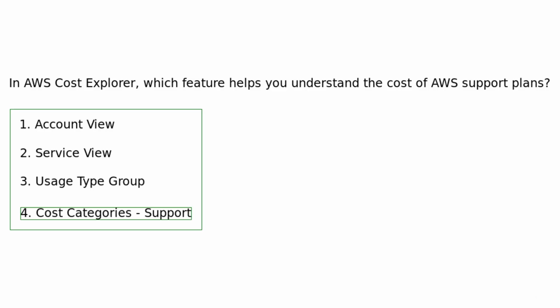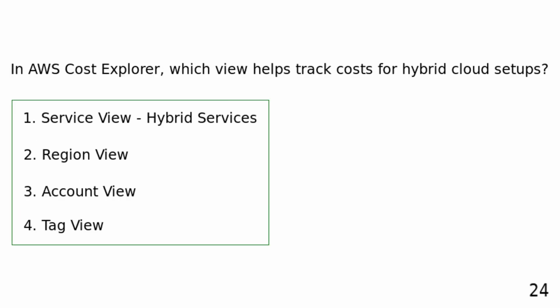Creating a cost category in AWS Cost Explorer for support and applying it to support plan costs helps you understand and analyze these expenses. In AWS Cost Explorer, which view helps track costs for hybrid cloud setups? Service view, hybrid services, Region view, Account view, Tag view.